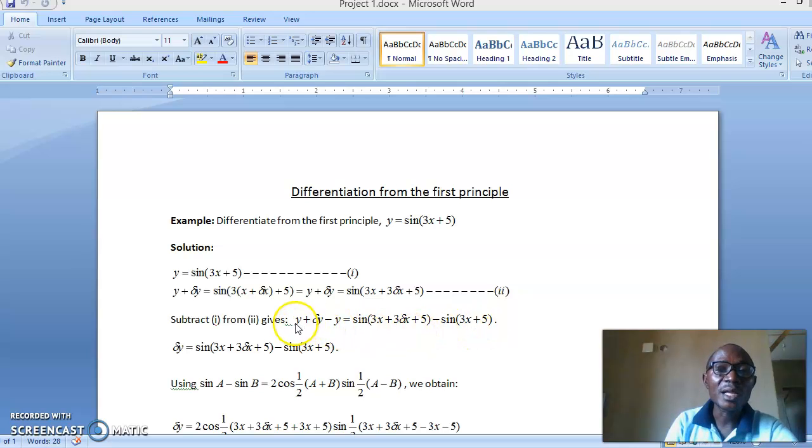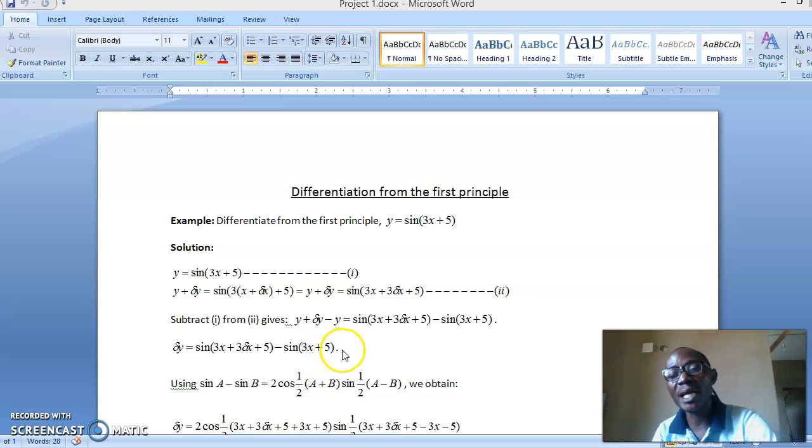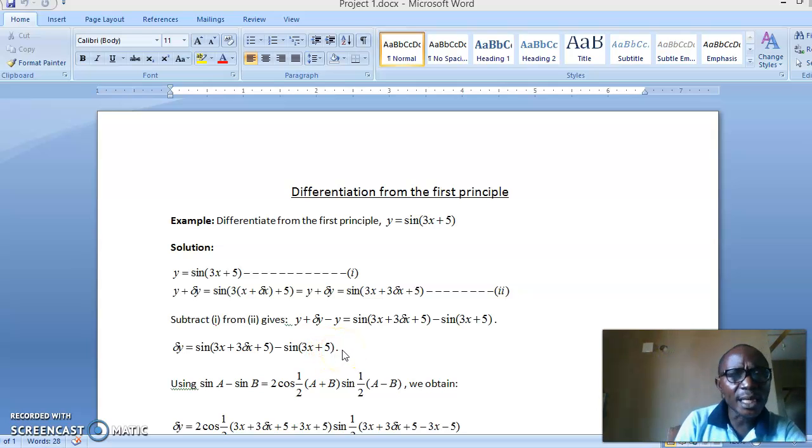So you see that y minus y will be cancelled. It will be left delta y here, and that is sin(3x + 3 delta x + 5) - sin(3x + 5). So in this case, we see that we have sine something minus sine something. So we can now use the addition formula of sine. Using sin A - sin B, which is going to be 2 cos(half of (A + B)) sin(half of (A - B)). So our A here will now be 3x + 3 delta x + 5, while our B will be 3x + 5.